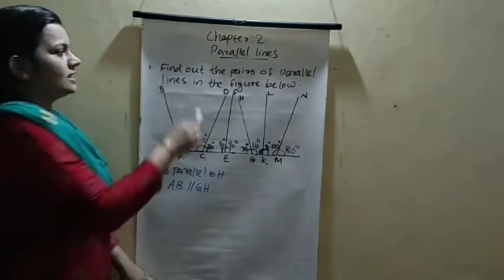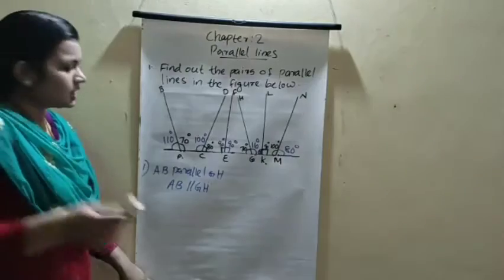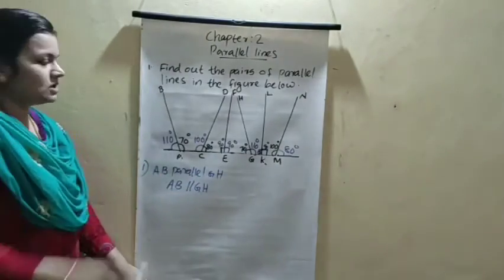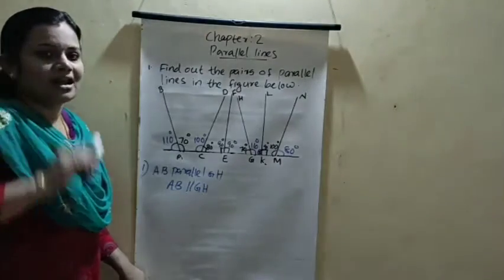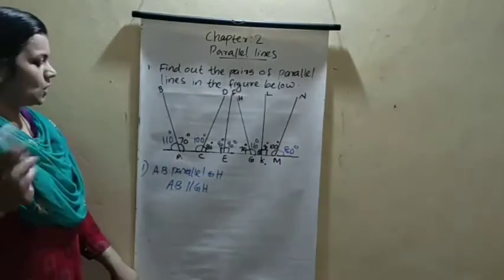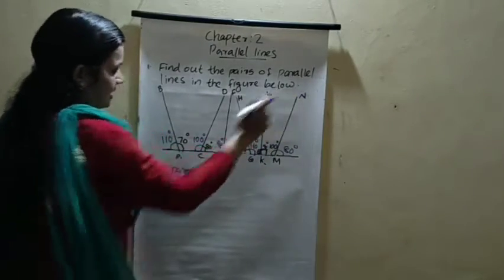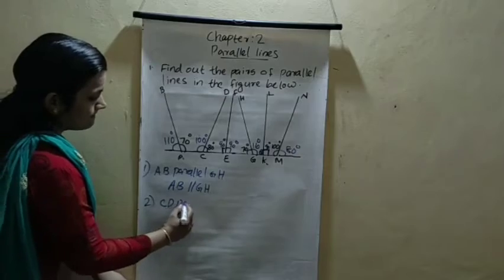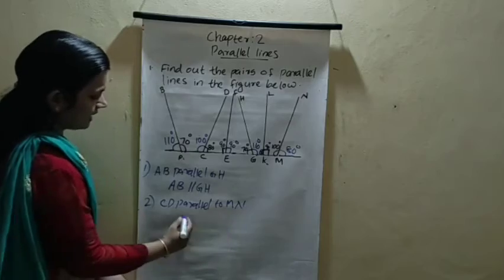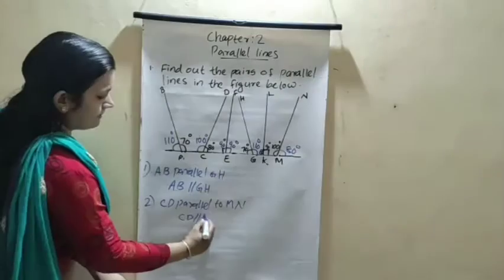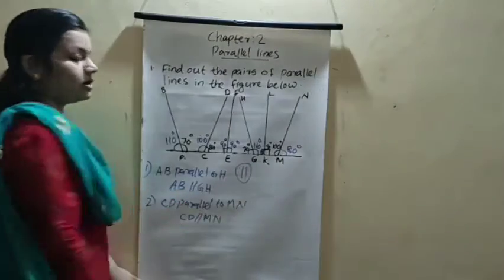Okay, then we have to find the pairs of parallel lines. First of all, you have to find the measurements. Then you check the equal measurements. Which lines make an equal measurement? Those lines are parallel lines. Understood? Then the second pair: CD parallel to MN. So we can write CD parallel to MN. This is the symbol of parallel.